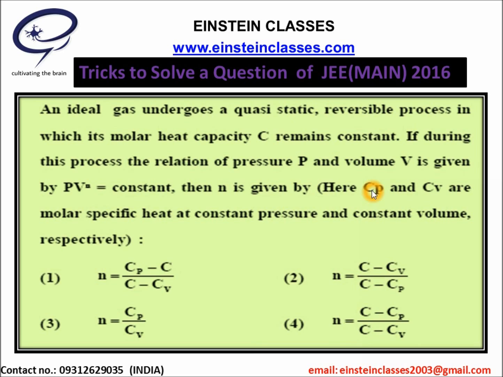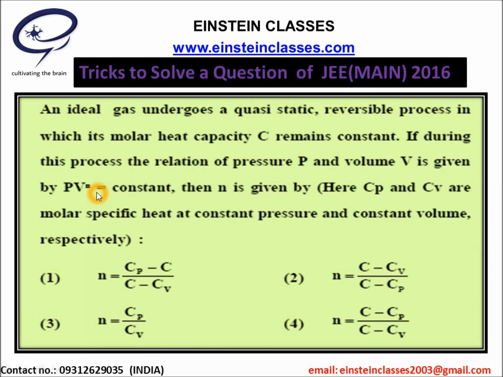That means Cp will be applicable when the process is isobaric. This molar heat capacity will become Cp when the process is isobaric, and it will become Cv when the process is isochoric. Now we have to get the correct answer out of these four options.